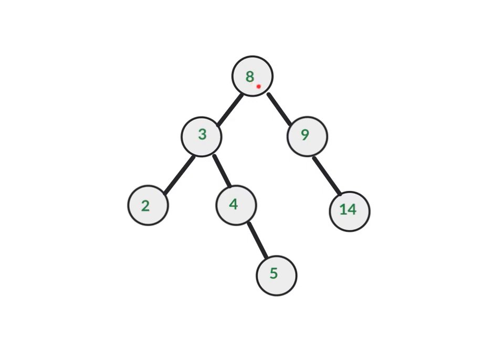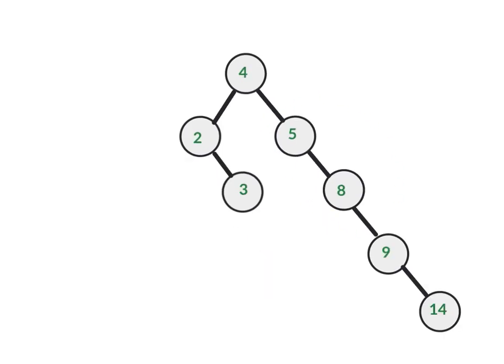So here you can see that the root is 8, and every node in this subtree holds a value less than 8. It's in the left subtree, and all the values are less than 8. In the right subtree, we have these two values, 9 and 14, both of which are greater than 8.